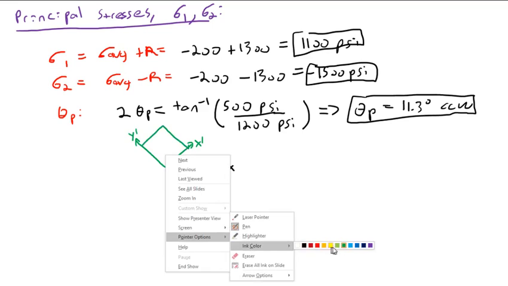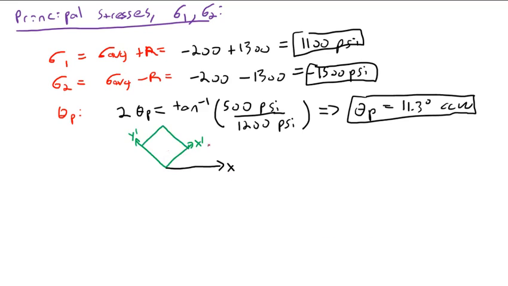There would be no shear stress on this at this orientation, because at the principal angle, the shear stress is 0. So we would have 1500 in compression and 1100 in tension. PSI, of course.